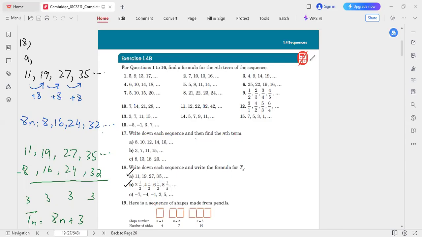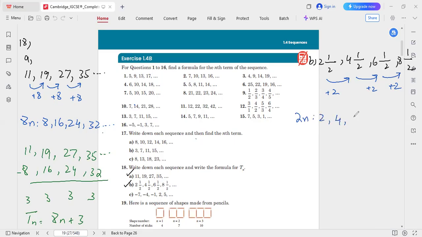Next, let's go on with the B part. In this B part, they gave us some mixed terms. So let's find out: 2 into 1 by 2, 4 into 1 by 2, 6 into 1 by 2, 8 into 1 by 2. If I'm going to find out the common difference again, 4.5 minus 2.5 will be 2. The common difference is that we need to add 2. Again, we need to add 2, and here as well, we need to add 2. So we need to make a sequence by 2n: 2 1 times 2, 2 2 times 4, 2 3 times 6, 2 4 times 8, and so on.